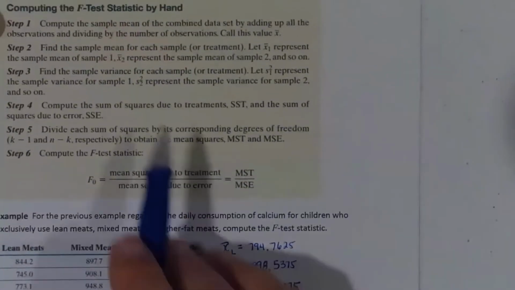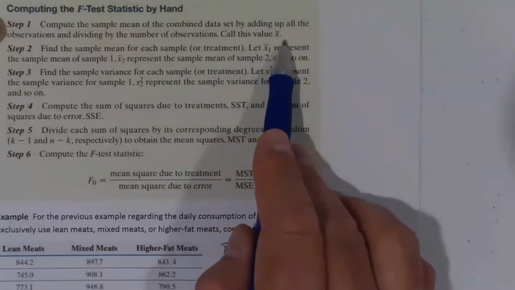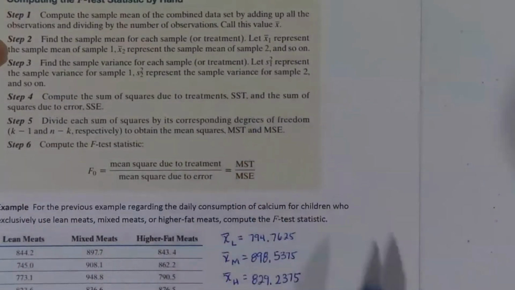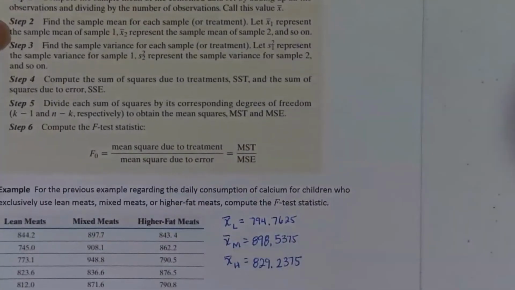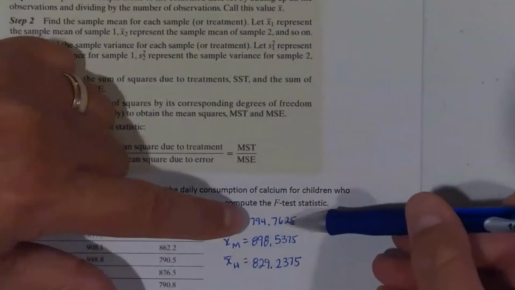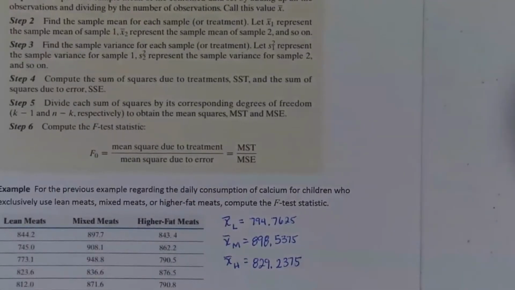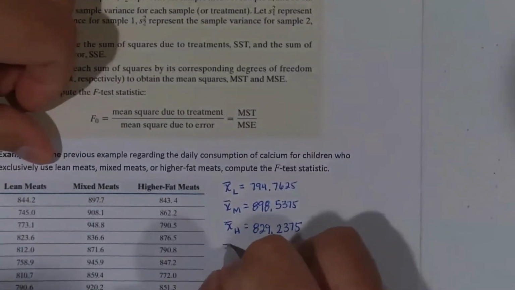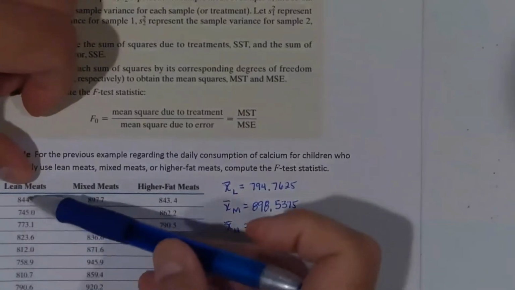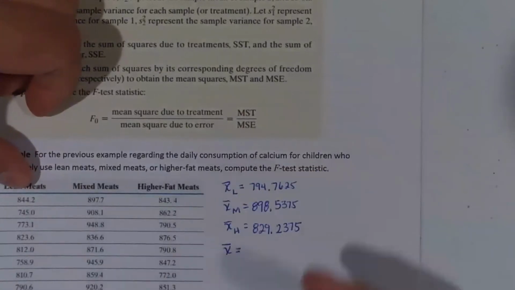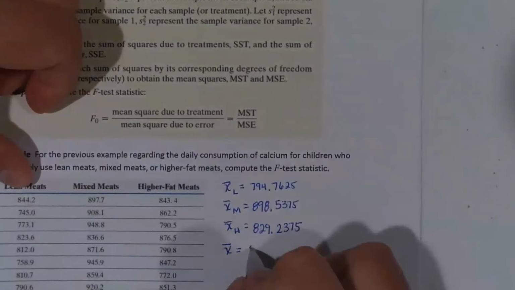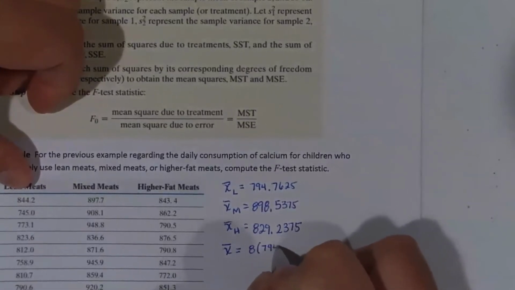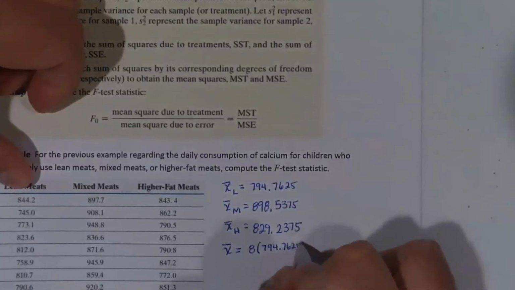Now, again, the first thing I'm supposed to do is find the overall value of X bar, and then I'm supposed to find each of the individual X bars. Well, I kind of went out of order on that, but I'm going to use these values in order to calculate the overall X bar. So to find the overall X bar, I can take the number of data values for lean meats, for example, that's 8, and multiply that by the 794.7625.